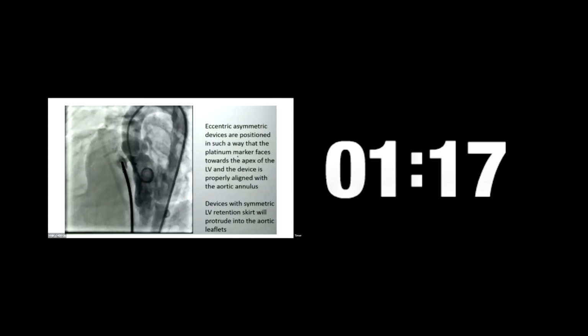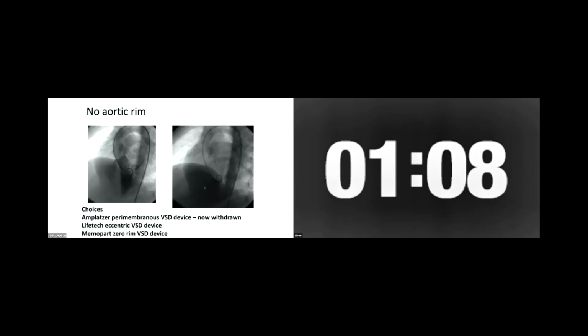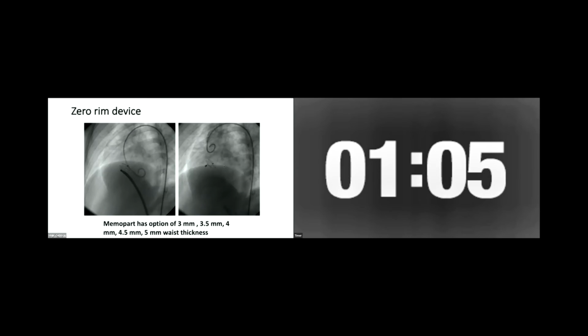These devices are positioned in such a way that the platinum marker faces towards the apex of the LV, and it should be properly aligned with the aortic annulus. Devices with a symmetric LV retention skirt will protrude into the aortic leaflet. So the zero rim, this is just below the aortic leaflets.